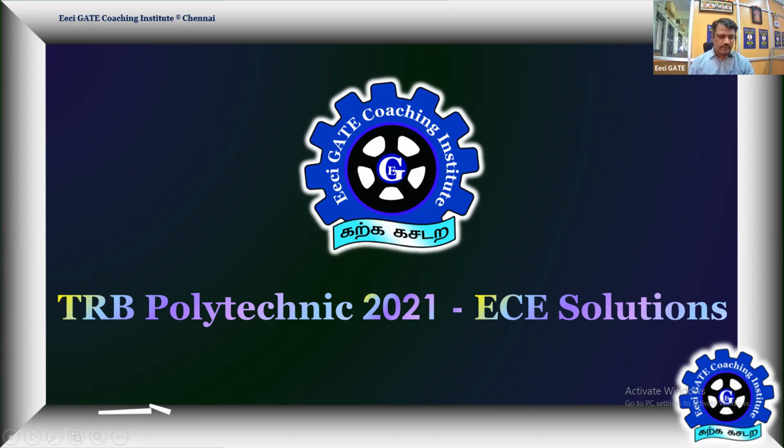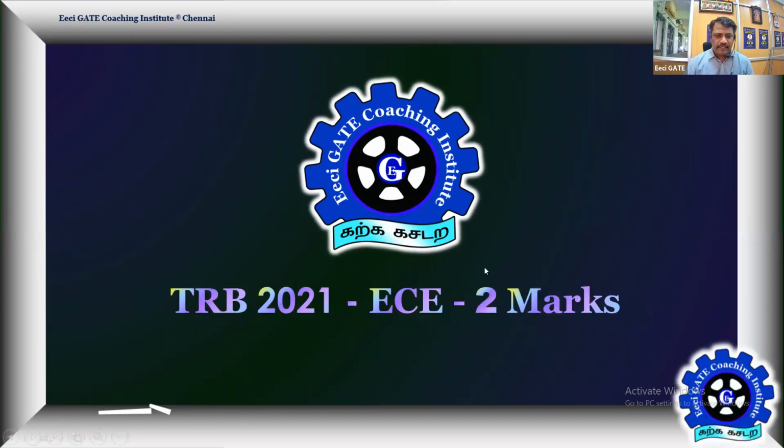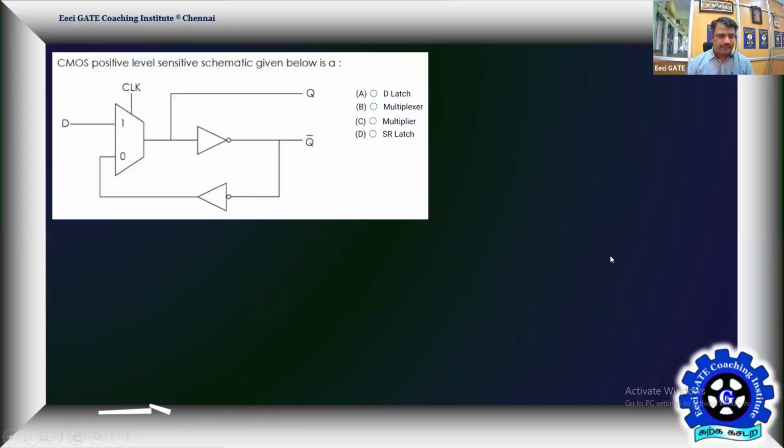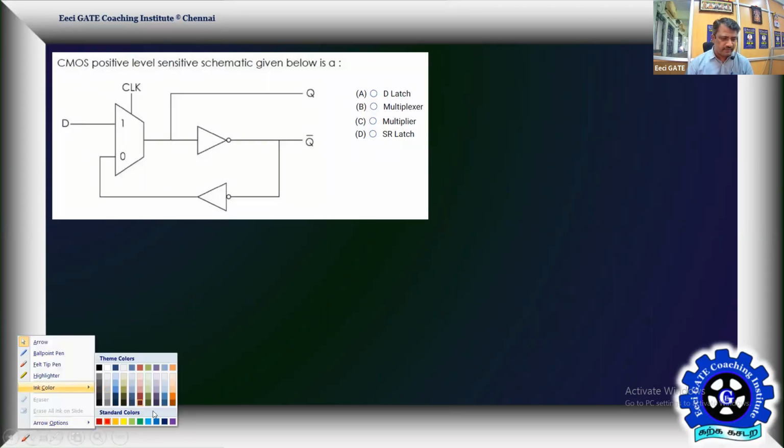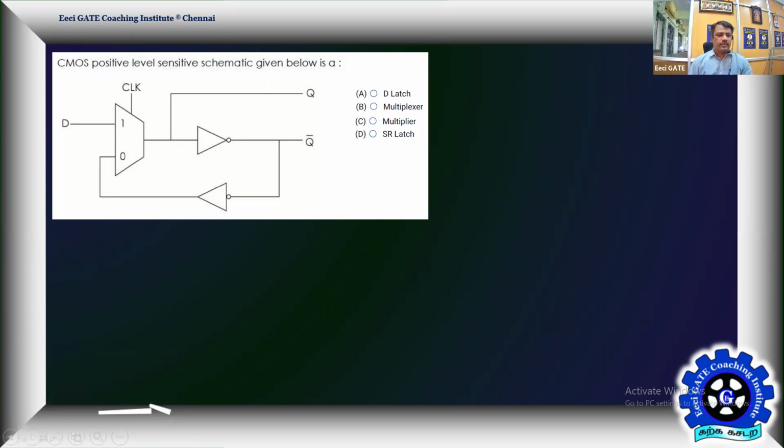Let us get into the next problem. This is GATE TRB Polytechnic 2021 easy solutions. So, the next 2 marks problem from digital. What's given? A CMOS positive level sensitive schematic is given below.